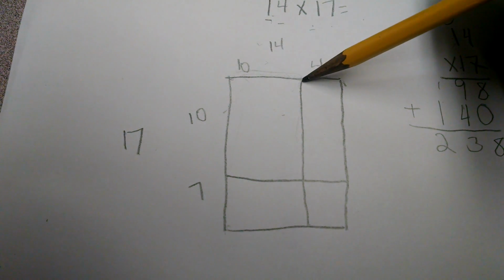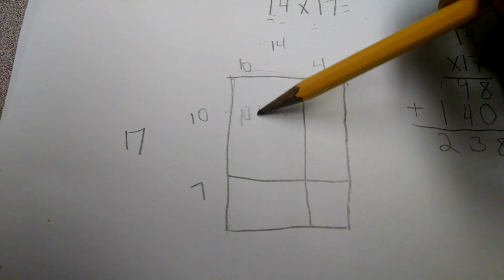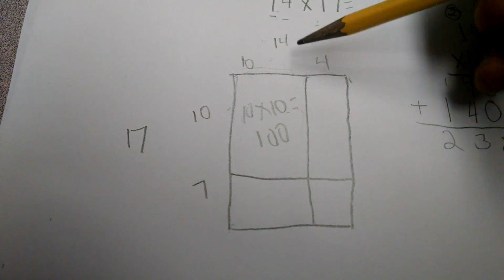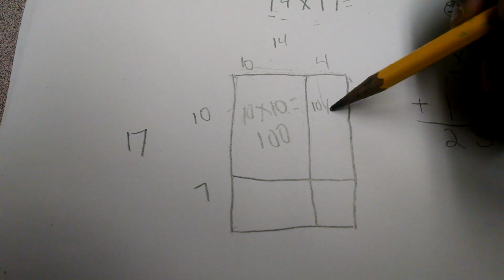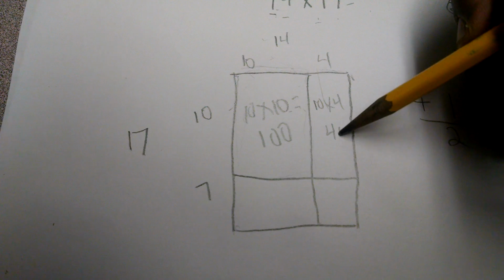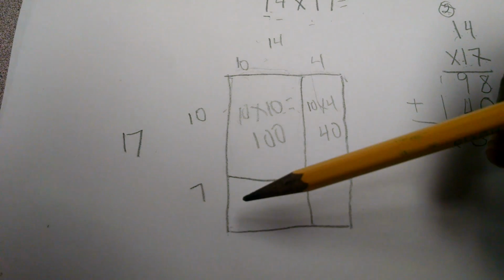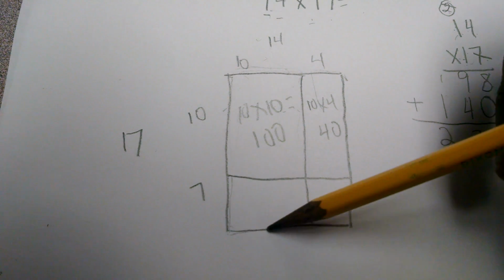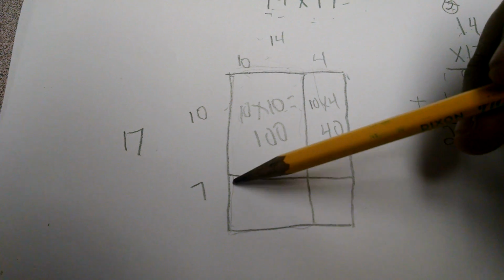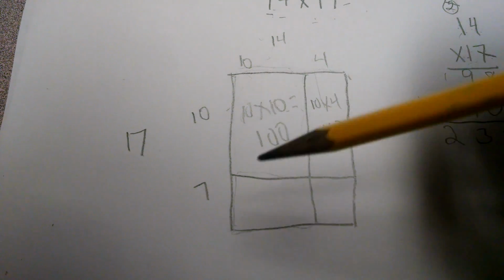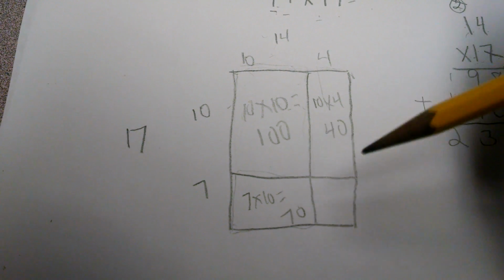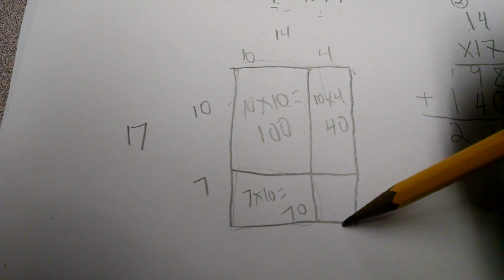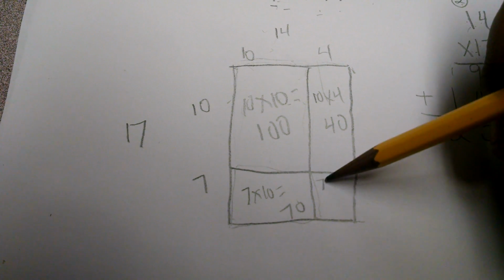So this is 10 by 10. Well, 10 by 10, that's 100. And this is 10 by 4. Well, 10 times 4 is 40. And this is 7 times 10, because this side is 10. So the opposite sides of a rectangle are equal. So 7 times 10 is 70. And this is 7 times 4, and that's 28.